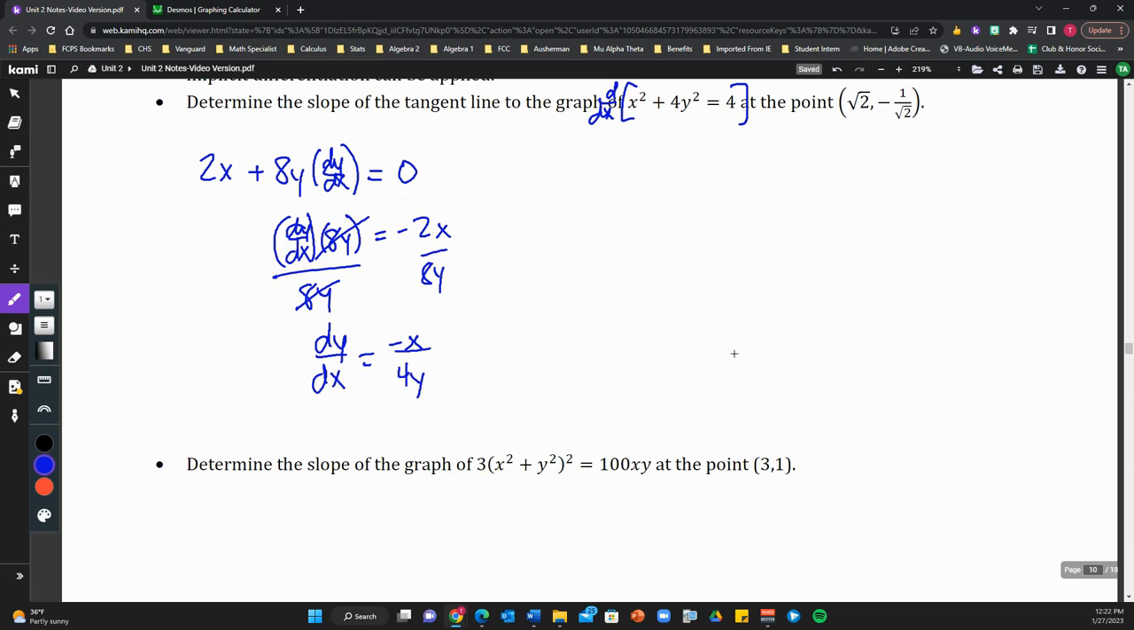Now I'm going to use these coordinates. Again, I'm going to use this vertical bar notation. I'm going to substitute, oops, not square root of x, square root of 2 in for x, and then -1 over √2 in for y. So that gives me negative square root of 2 for x over 4 times -1 over √2 on the bottom.